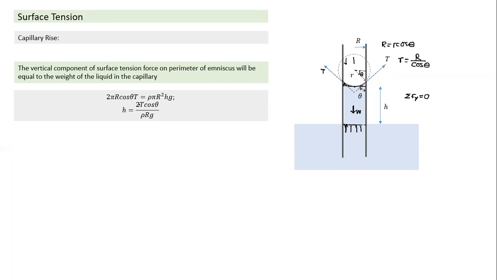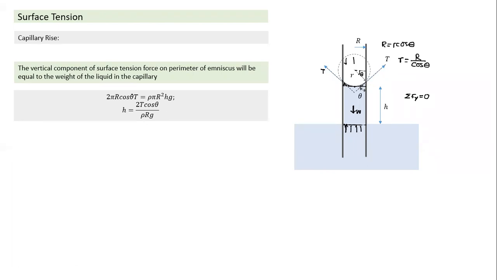If you want to have a significant value of h here, T value is normally very small. We have seen earlier also T is very small, even for water it is something like 0.07 Newton per meter. So for h to be significant, r has to be small, very small r. It is inversely proportional to r. It means if I make the radius half, the capillary rise will become double. So only small r gives you significant capillary rise.